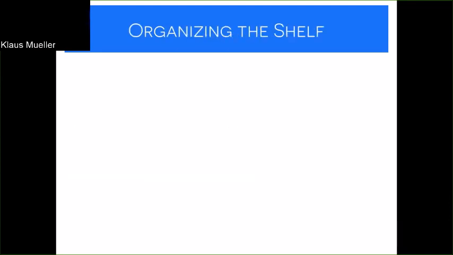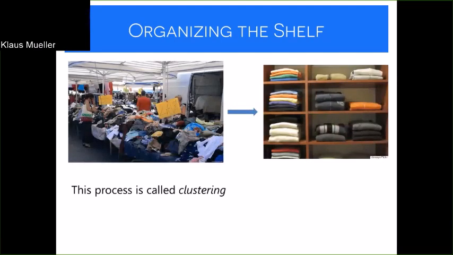Now you organize the shelf, and you use clustering for that. So you basically use a clustering method. You use the similarity metric to figure out which items belong together, and then you take them and put them on the shelf. So what is clustering?